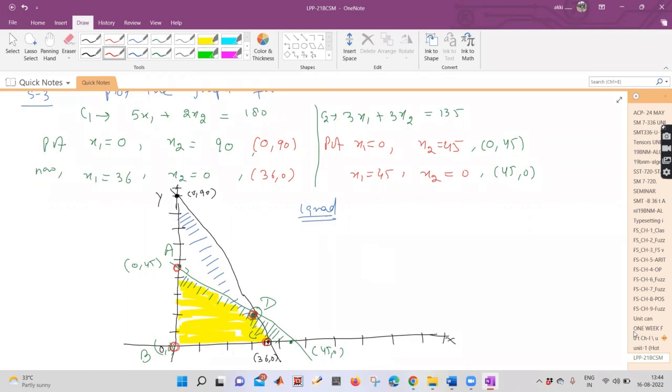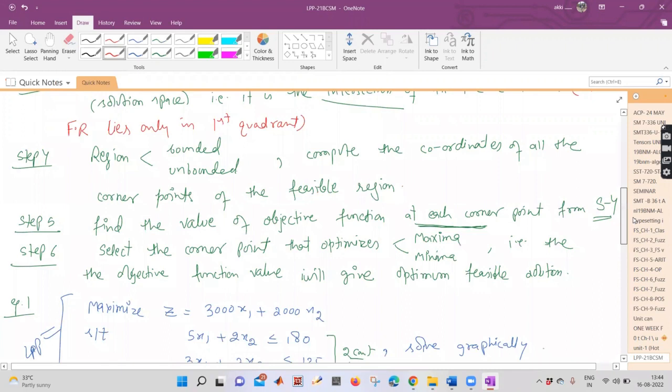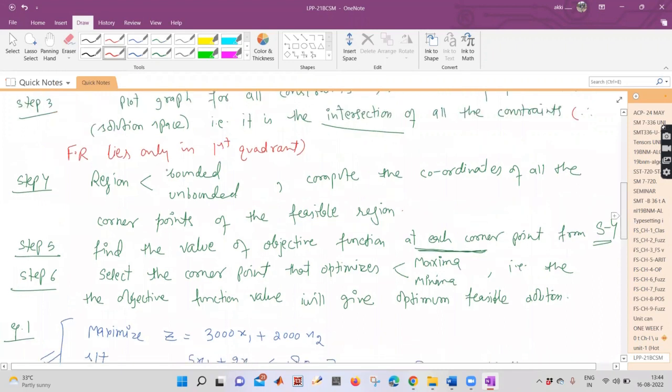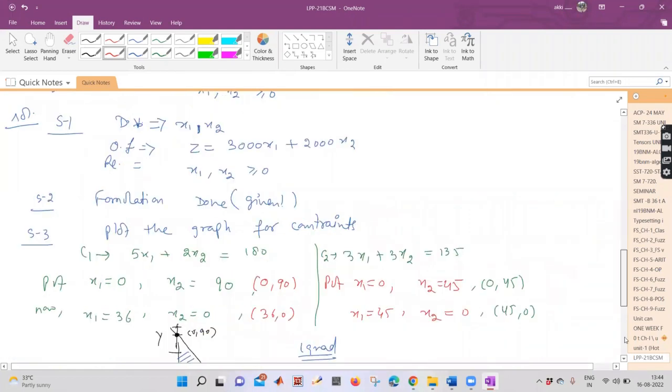So our next step tells what you need. My region here is bounded. We have received 4 corners and it is covered. So corner points we have received. Now I need the value of the objective function at each corner point. But my one corner is still missing.